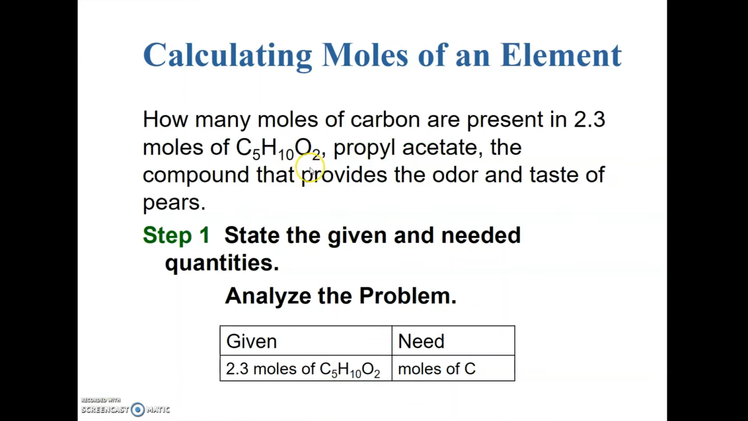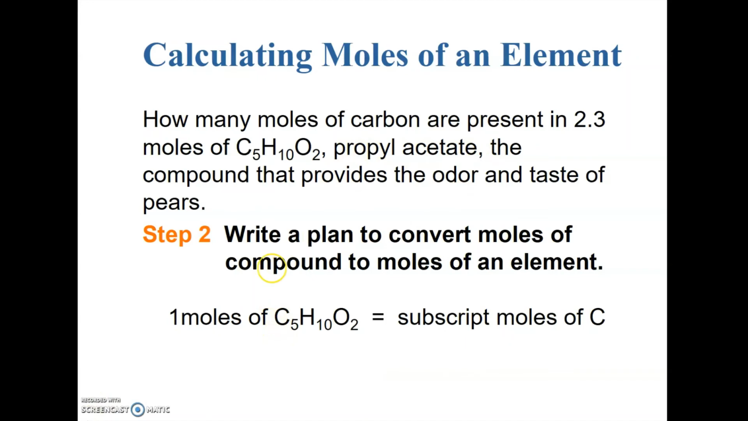In this problem, we are trying to find the number of moles of carbon in 2.3 moles of this compound, which is known as propyl acetate. So the first thing we need to find out is how many moles of carbon we have in every 1 mole of the compound.